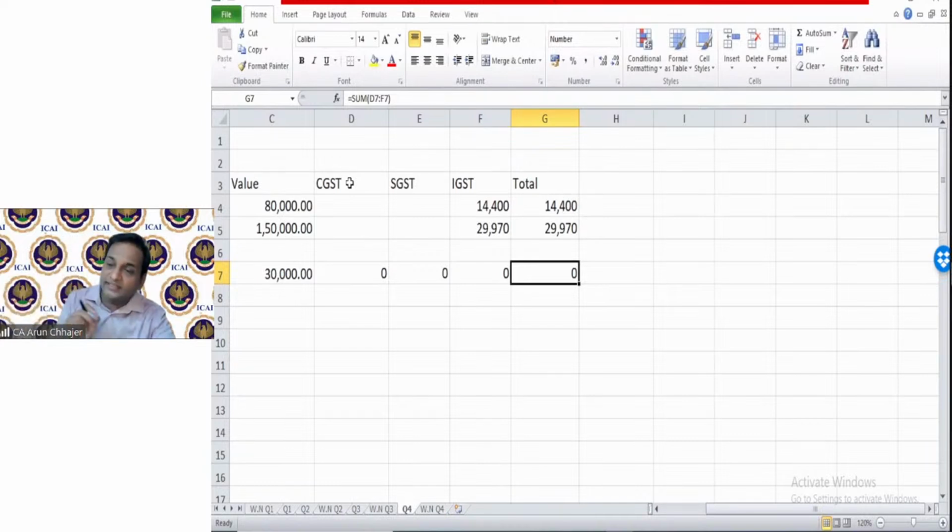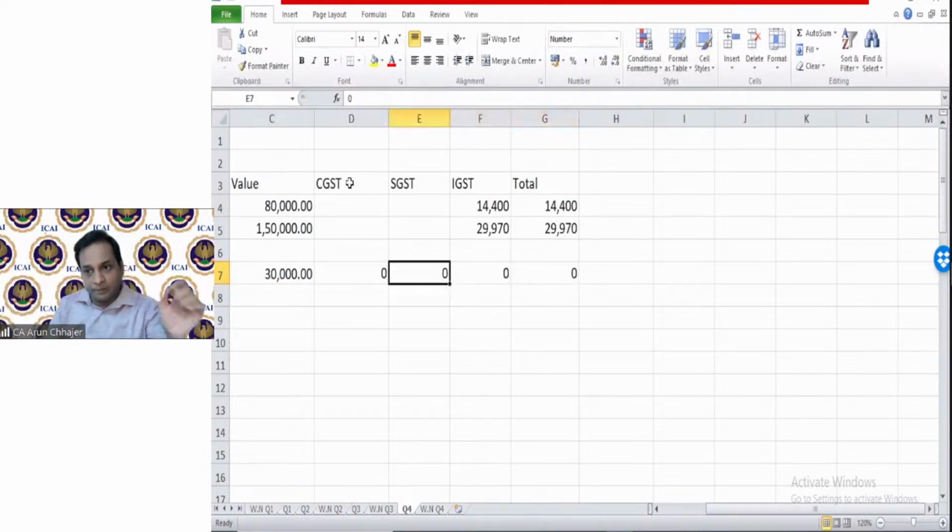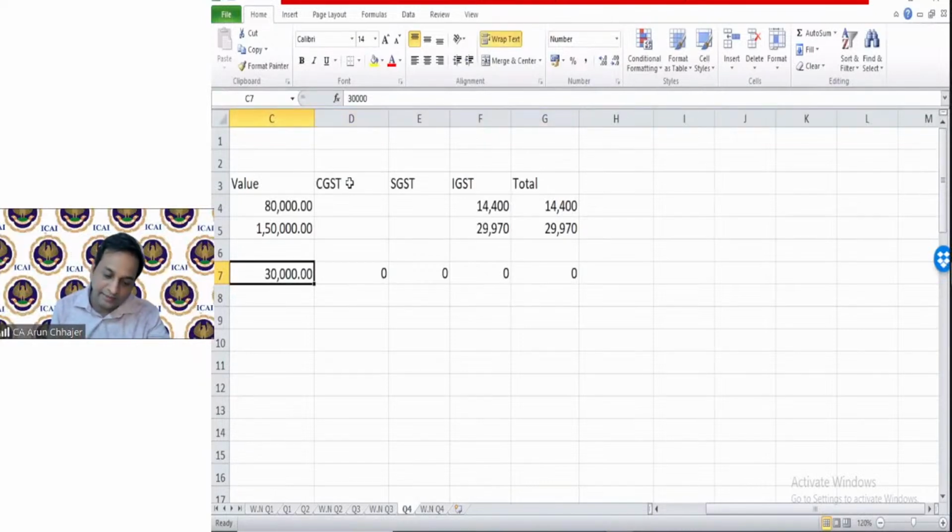Link with the GST Act, then give me the answer. If I am purchasing from unregistered party, do I need to pay the tax under RCM? If not, then why?